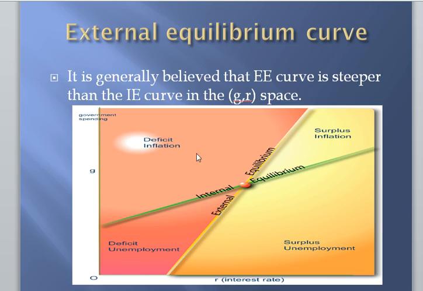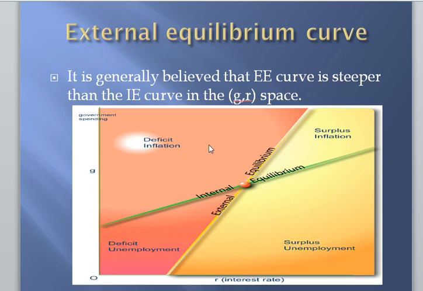So there are 4 zones. The first zone is below both equilibrium lines, where there is deficit unemployment and surplus unemployment. Above both balances, there is deficit inflation and surplus inflation.